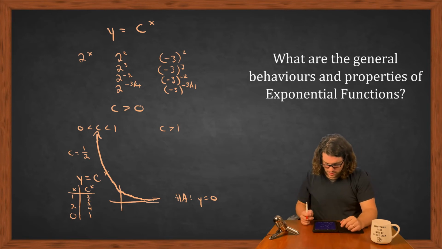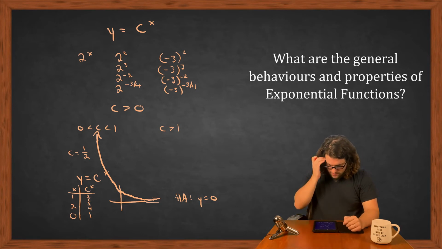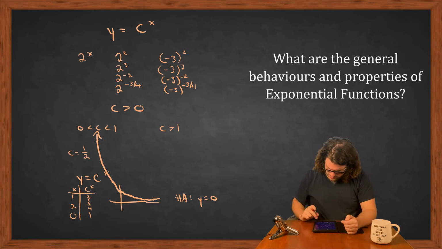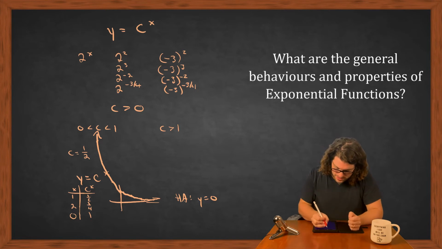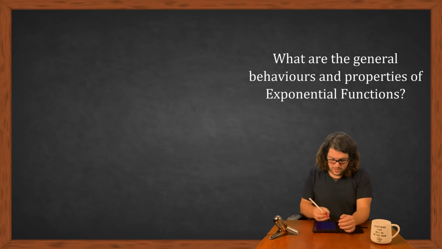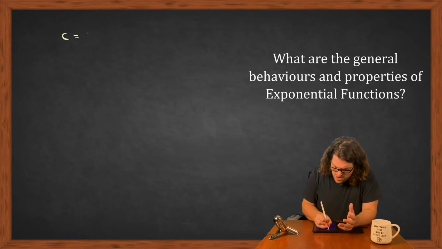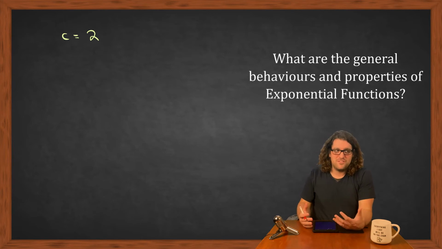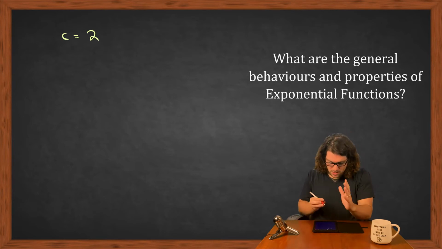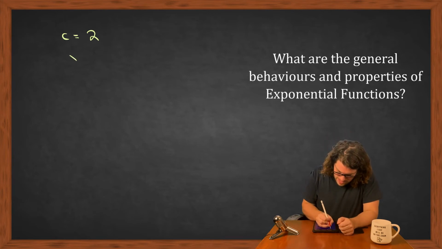If I were to look at c that is greater than 1, let me just reset things a little bit here and clean it up. So we'd have c is equal to, I don't know, I'm going to just pick something. No, I'm going to go with 2. The smaller the number, the better for me. So we'll go with 2 and say that x versus c to the power of x would look something like this.